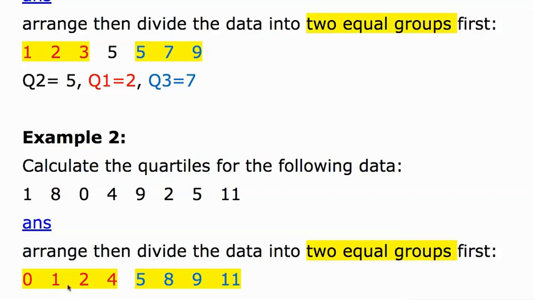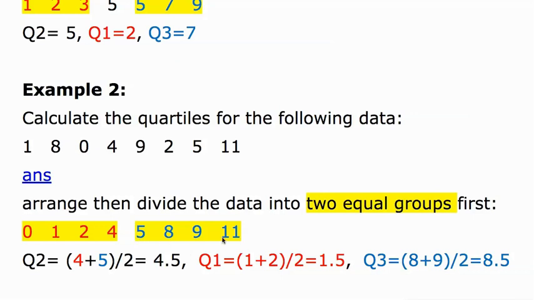So now let's look at Q1. It's the median of the first group. The first group has 4 values, and the median here will be in the middle between 1 and 2. That means it's 1.5. So Q1 is 1.5. And then Q3 will be the middle between 8 and 9, so that's 8.5. So that's Q1, 1.5, and that's Q3, 8.5. And the median for the whole data is Q2, which is 4.5 again.